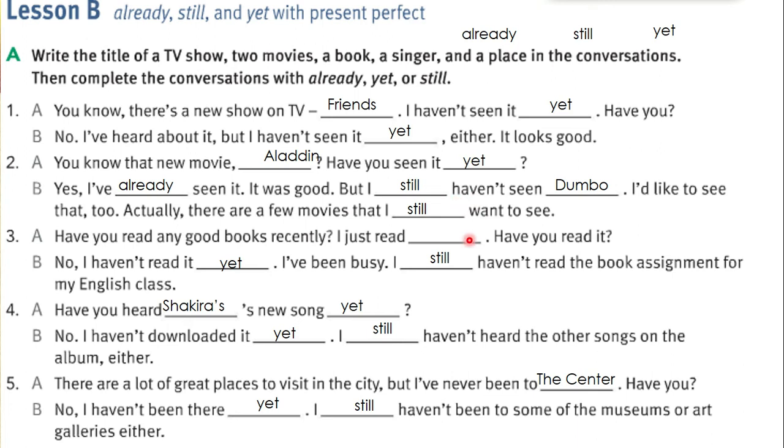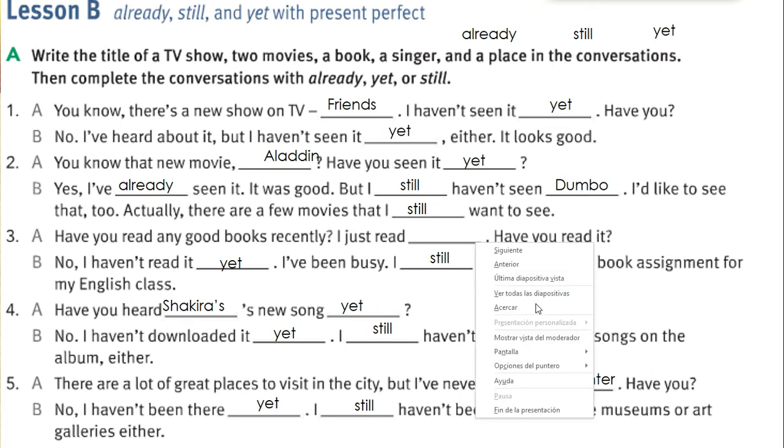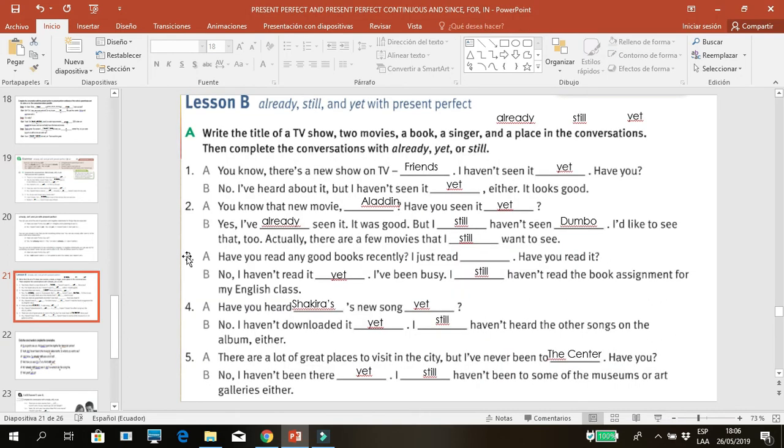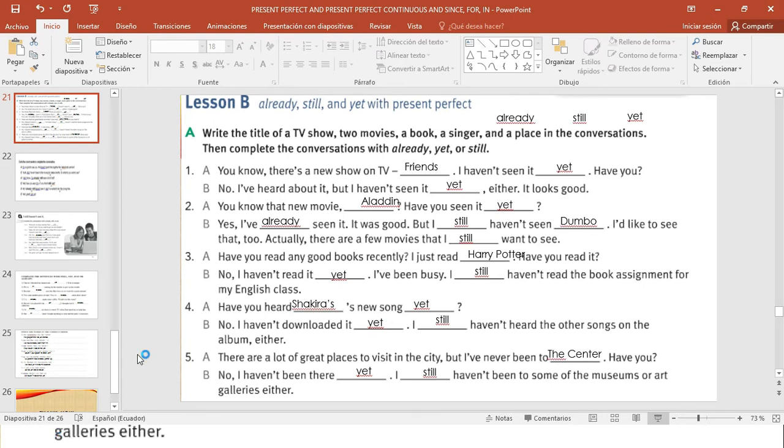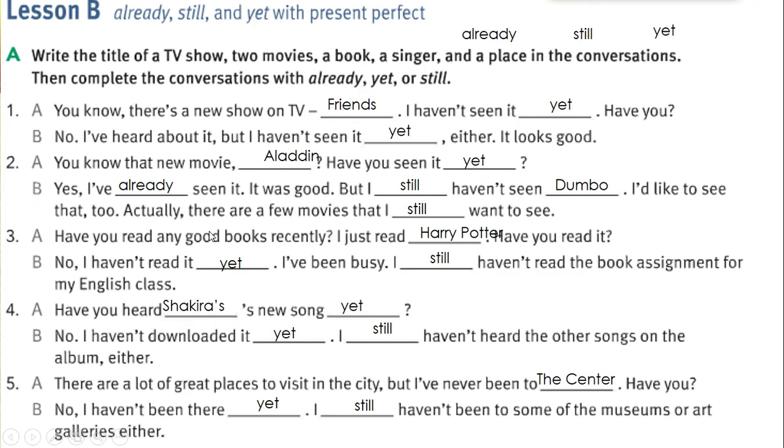Okay, have you read any good books recently? I just read, okay, you can here write the name of any book. For example, I just read Harry Potter, for example, okay. So you can say, for example, in number 3, have you read any good books recently? I have just read, so you can write any title of any book that you have read. For example, Harry Potter. Have you read it? No, I haven't read it yet. It's a negative sentence, so you have to use yet.